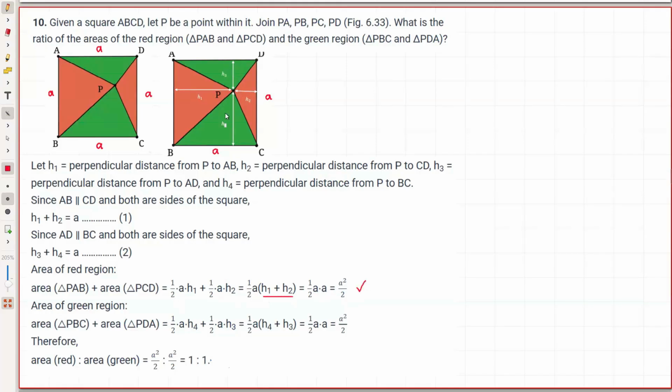Now, the area of the green region. So we have to add these two, the same as the area of the triangle.